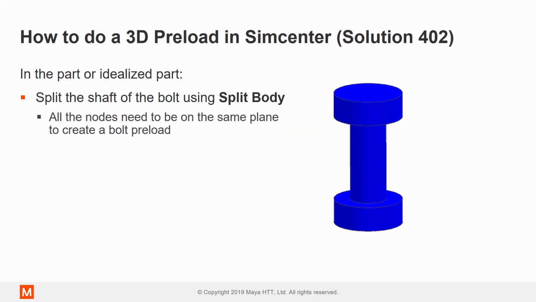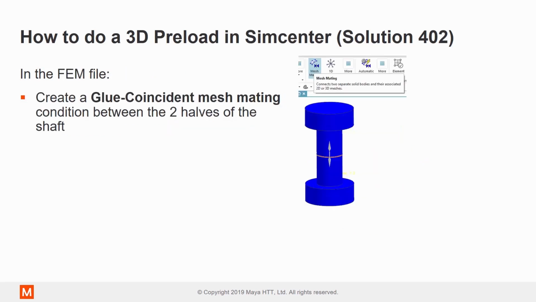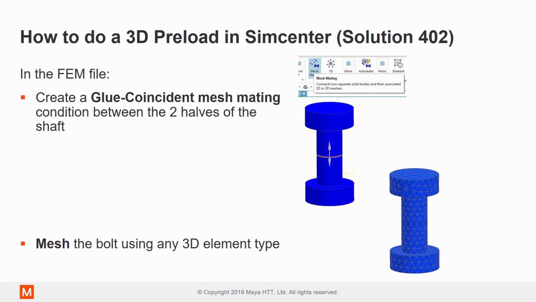Starting in the idealized part file, each bolt is cut in half using the split body tool. This split will force nodes to be created on the middle plane for proper preload application. In the FEM file, a glue coincident mesh mating condition is used to ensure a continuous mesh through each bolt. The bolts are then meshed using any type of 3D elements.